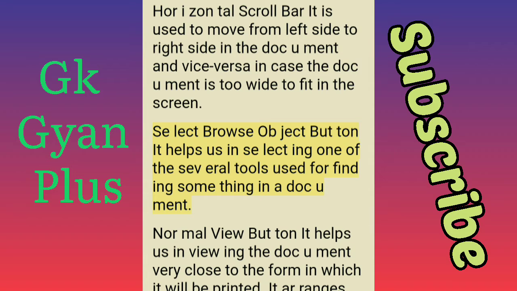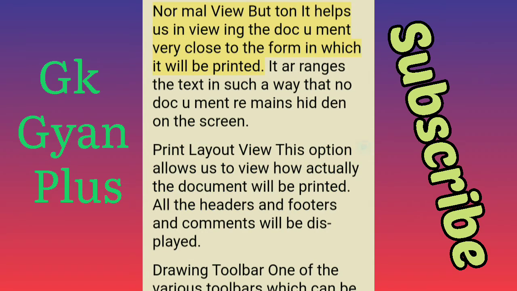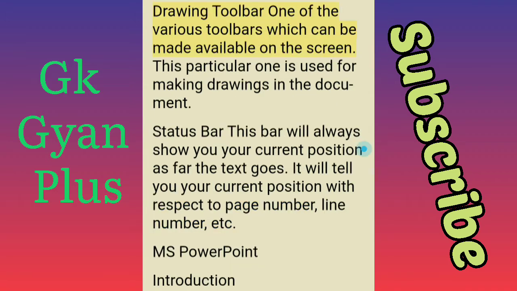Select browse object button. It helps us in selecting one of the several tools used for finding something in a document. Normal view button. It helps us in viewing the document very close to the form in which it will be printed. It arranges the text in such a way that no document remains hidden on the screen. Print layout view. This option allows us to view how actually the document will be printed. All the headers and footers and comments will be displayed.